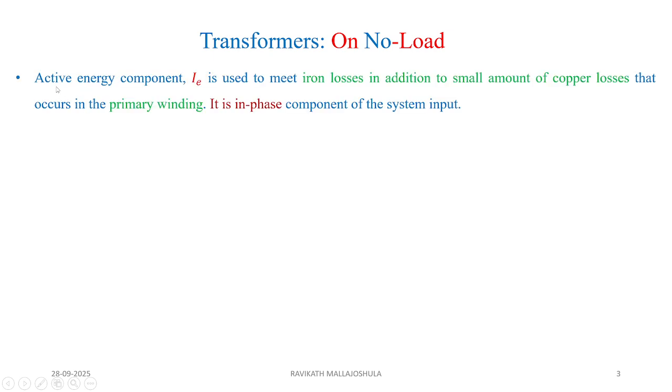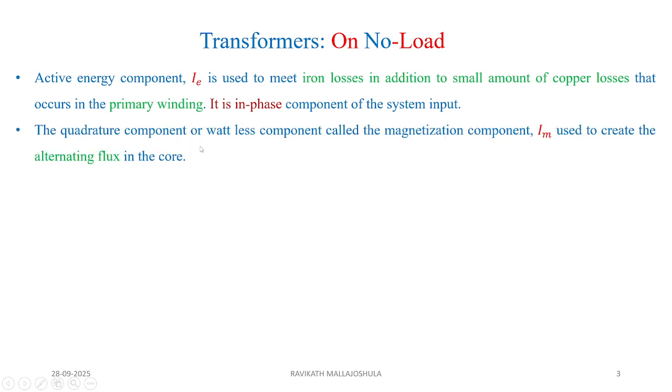The active energy component, that is nothing but IE, is used to meet the iron losses in addition to a small amount of copper losses that occur in the primary winding. And we have to remember that IE is the in-phase component of the system input. And the quadrature component, which we also call the wattless component or magnetizing component, is used to create the alternating flux in the core.